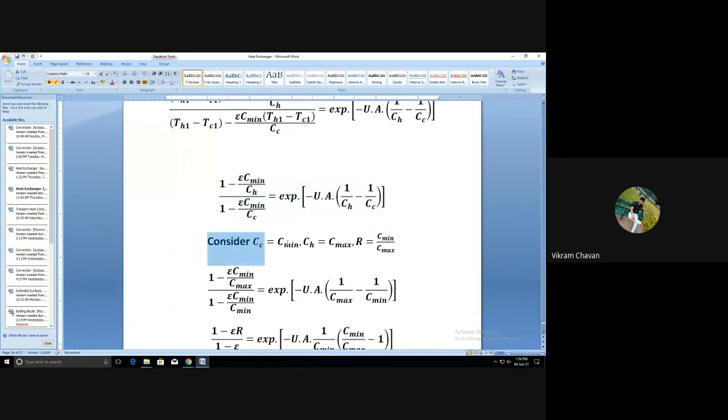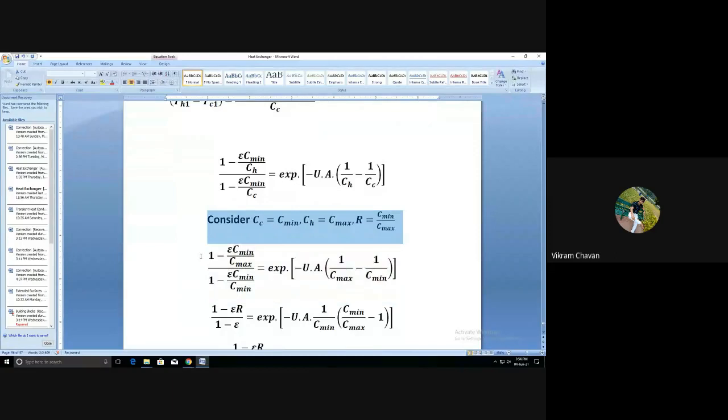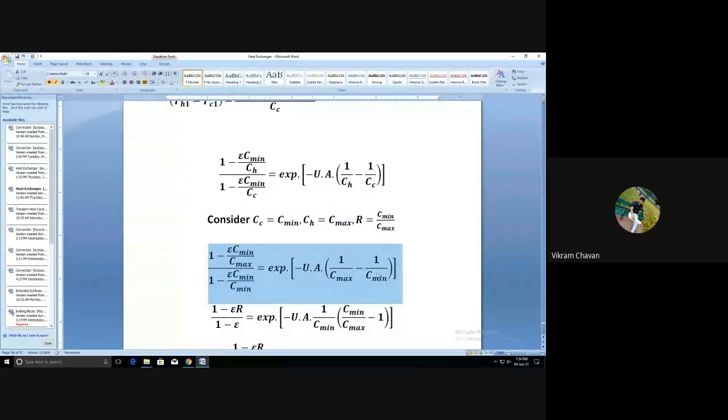And further, we have to consider Cc is equal to Cmin, Ch is equal to Cmax, and R is equal to Cmin divided by Cmax. You can consider vice versa also, Ch equal to Cmin and Cc equal to Cmax, but you will get the same equation only. Wherever there is Cc, put Cmin, and wherever there is Ch, put Cmax.